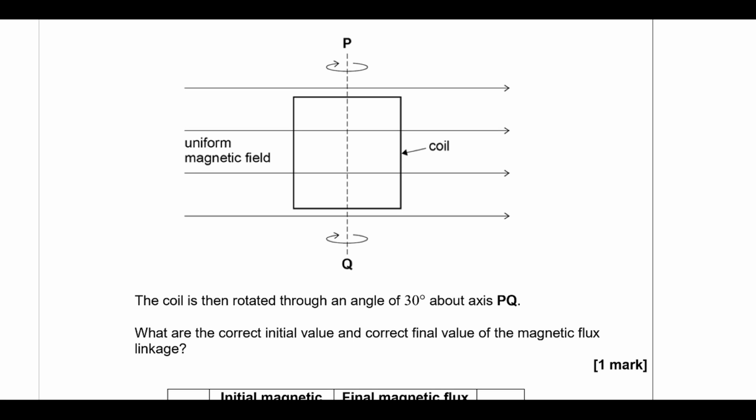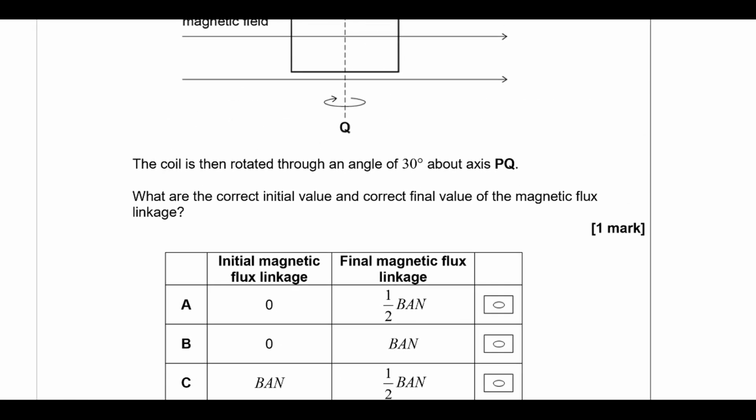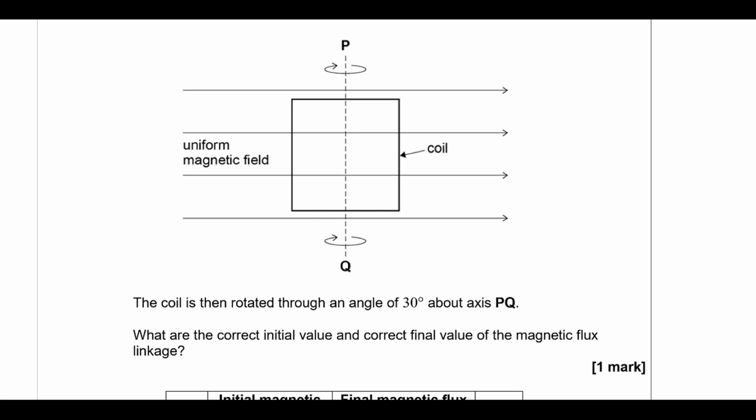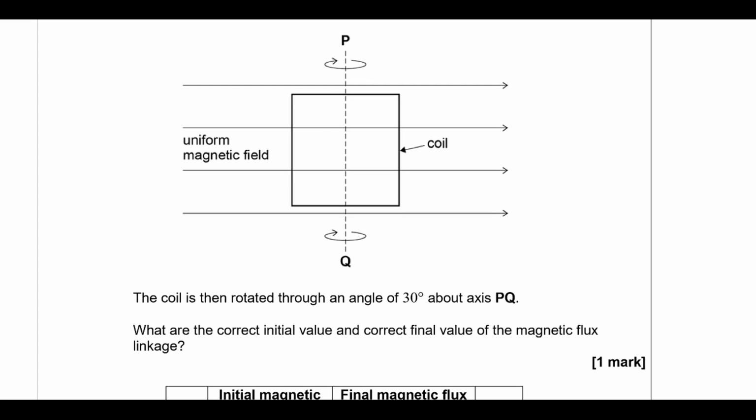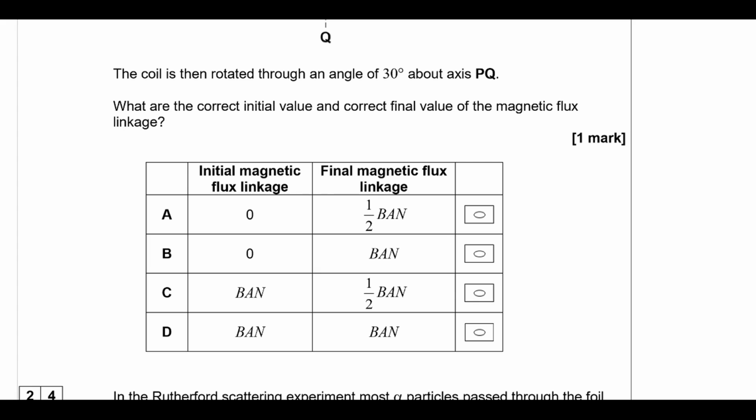So let's have a look. When it's in this position, if you think about it, you're going to have maximum flux cutting at its original position as it rotates around, which means the max EMF would be induced, and max EMF is induced when magnetic flux linkage is 0. So that's going to make it one of option A or option B.